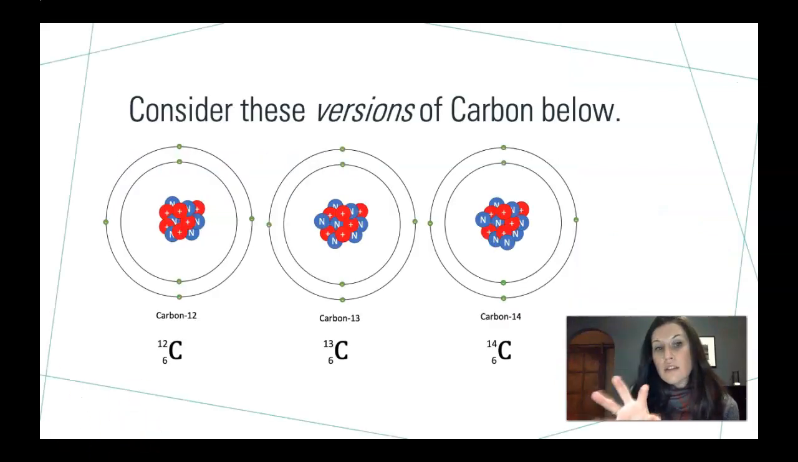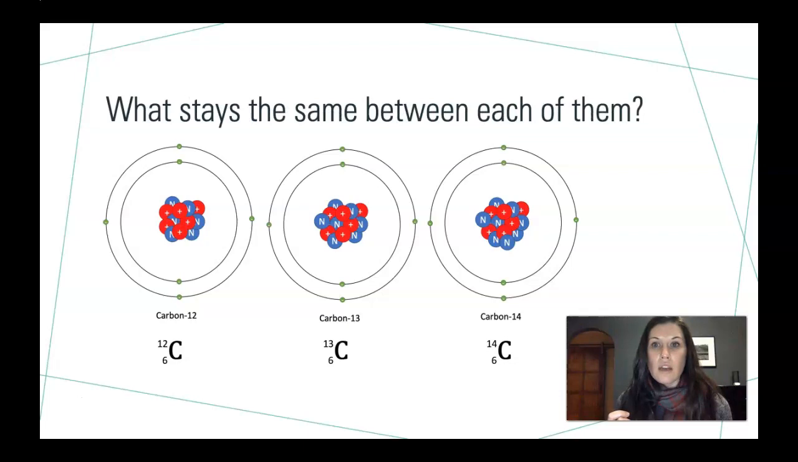Okay, let's look at these three different versions of carbon atoms shown here. These are Bohr models. Now, we all know they're carbon because they each have 6 protons. The number of protons tells me the identity of the atom. These each have 6, so they're all carbon. So the number of protons stays the same between each of them. What else is similar? They all have the same number of electrons. They all have 6 electrons. So that means they're also all neutral.